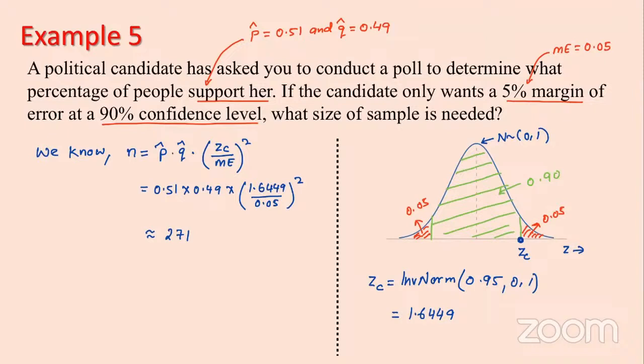Close it, square it, enter it. There you go. So you got 270 point something, right? But we round it up, so that is 271, right? So you must at least ask 271 people to get that confidence interval of 90%. Make sense? Okay.